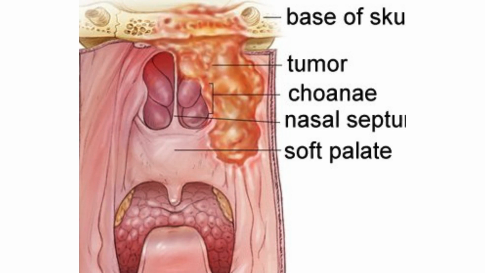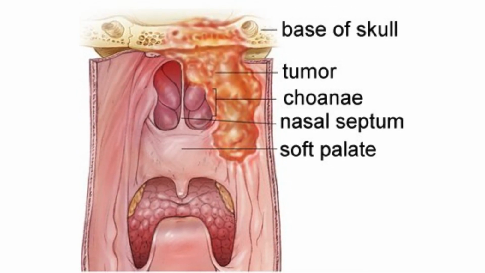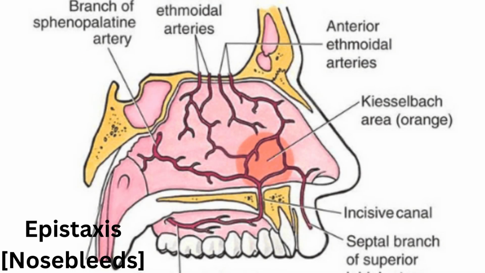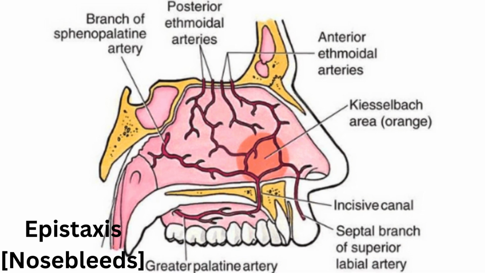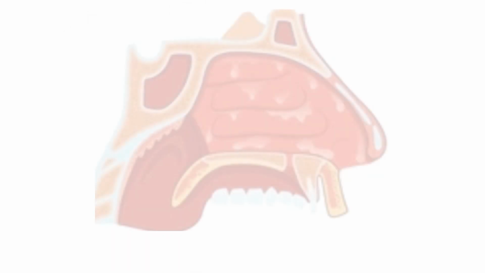Nasal tumors can be benign or malignant growths that develop in the nasal cavity or sinuses. They can cause symptoms such as nasal congestion, facial pain, nosebleeds, and a decreased sense of smell. The nose is prone to nosebleeds, also known as epistaxis. Nosebleeds can occur due to dry air, trauma, high blood pressure, or certain medical conditions. Most nosebleeds are not serious and can be treated at home.